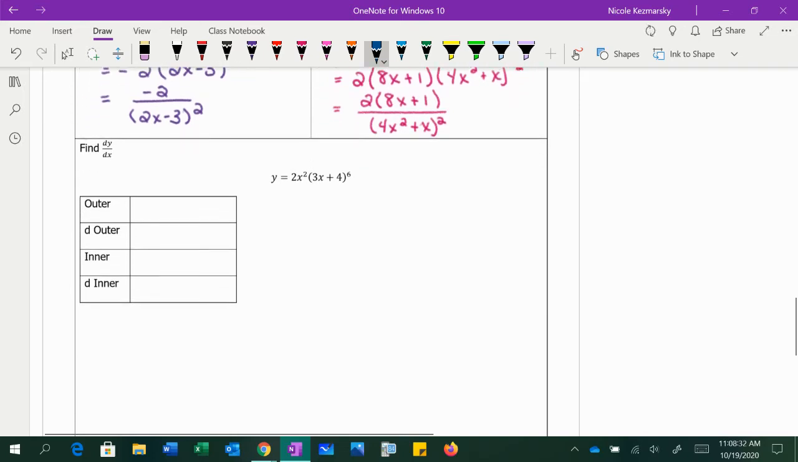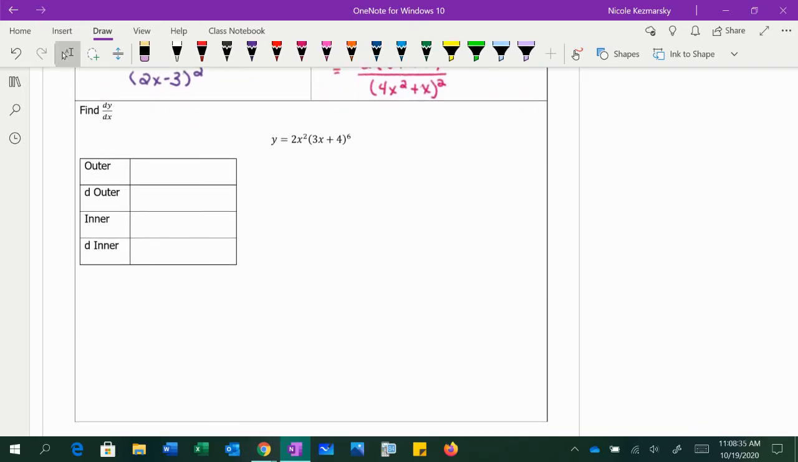For this last example, we're going to stretch our brains a little bit. I see two x's in this one, and it happens that the x's are being multiplied together. So I've got 2x squared times the x that's in the parentheses. So I'm going to start with product rule. So I'm going to set up my box and put the 2x squared and the 3x plus 4 to the 6th power in the top two boxes.